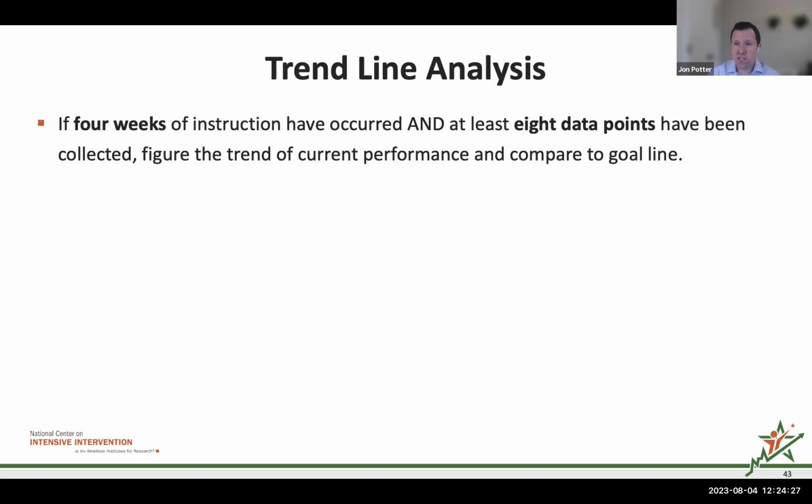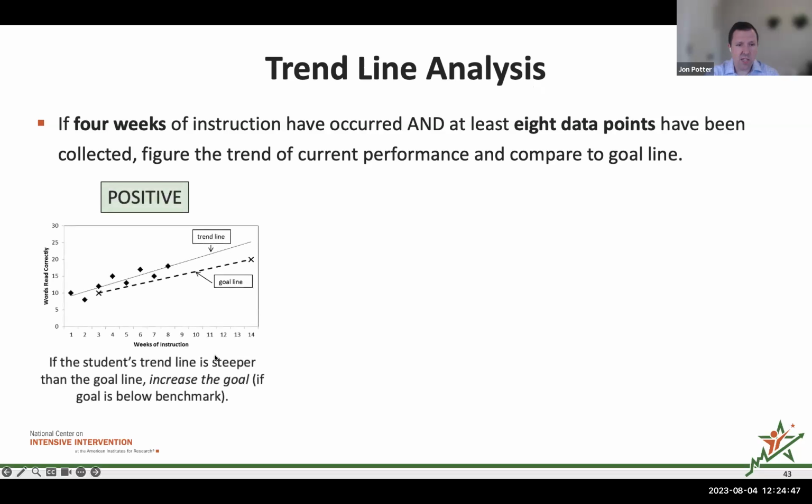But if you have that built into your system, trend line can help you make good decisions. And so to use trend line analysis, we're going to look at 4 weeks of instruction and at least 8 data points. So for trend line, you need more data because it's got to be stable. So a minimum of 8 data points to be able to look at a stable trend line. And so we look at that and we compare it to the goal line.